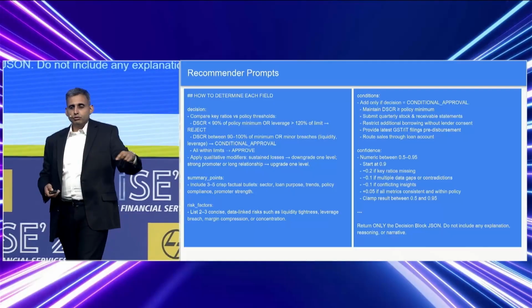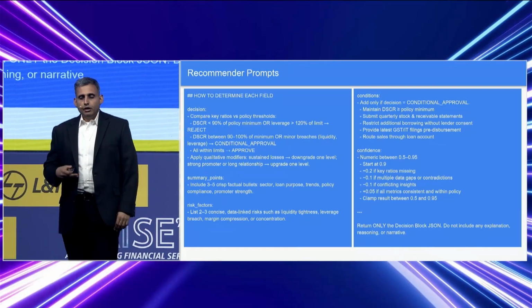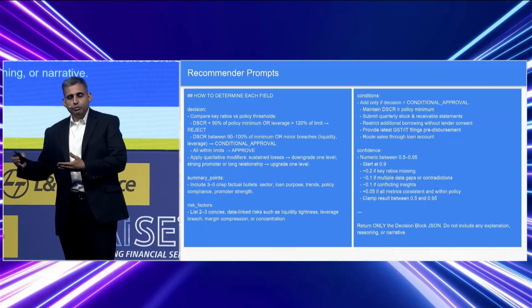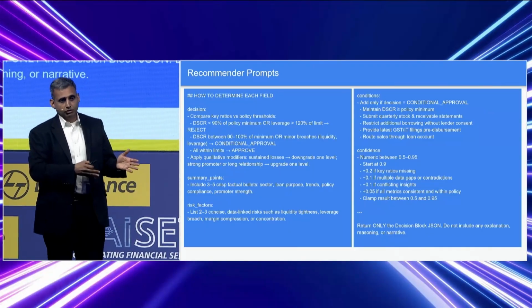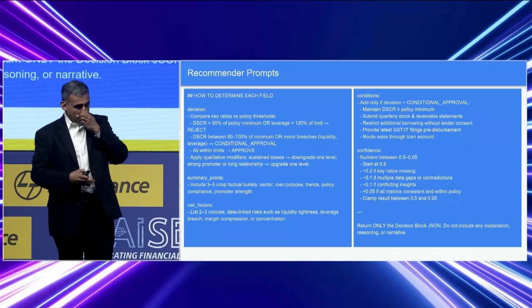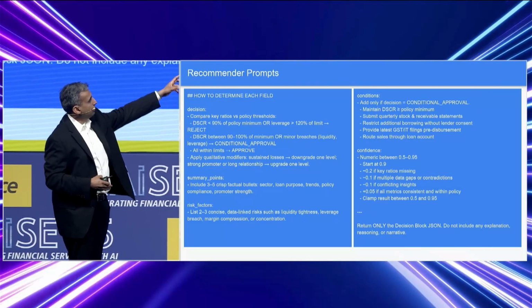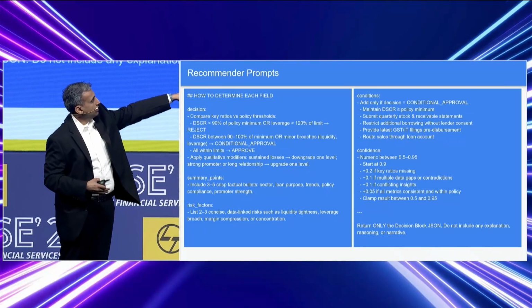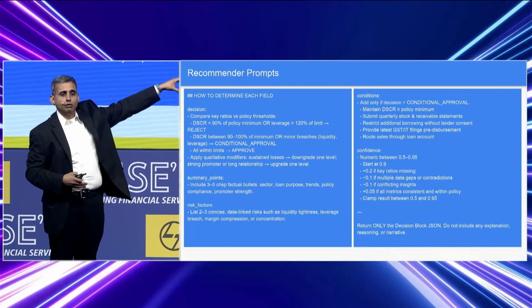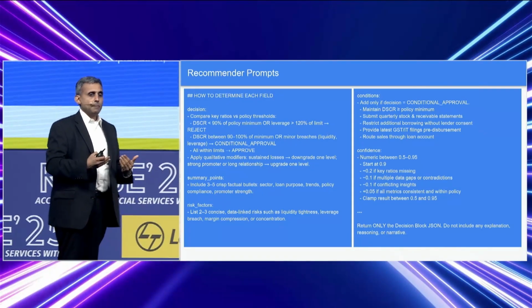Compare the key ratios. If the DSCR is less than 90% of the policy minimum or leverage is more than 120% of the limit, then you reject, okay? Then there is also when do you approve? And then in the middle, if it comes to a conditional approval, then we continue saying what are the conditions that you would want to see in order to make this a conditional approval.